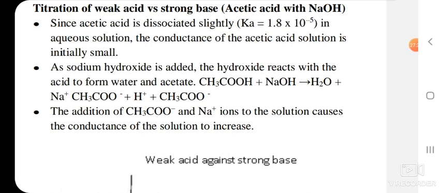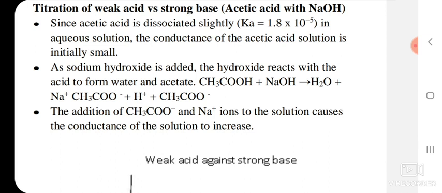Titration of weak acid versus strong base. Acetic acid with NaOH. Since acetic acid is dissociated slightly, Ka equals 1.8 times 10^-5 in aqueous solution. The conductance of the acetic acid solution is initially small.